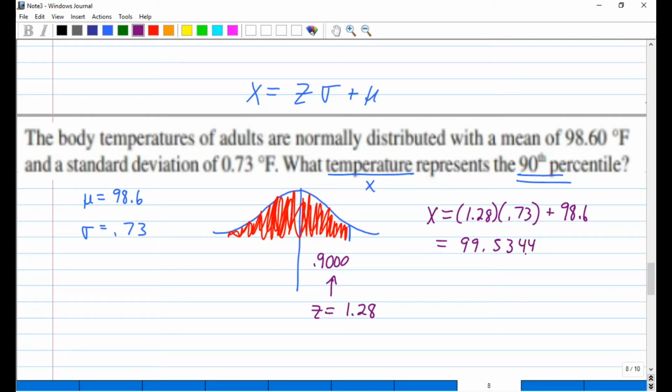What that means is 10% of our population has a temperature higher than that. 90% of our population has a temperature lower than that. So for some people, having a temperature of 99.5 is normal. Okay? Only 10% of the population, but for some people that's normal.